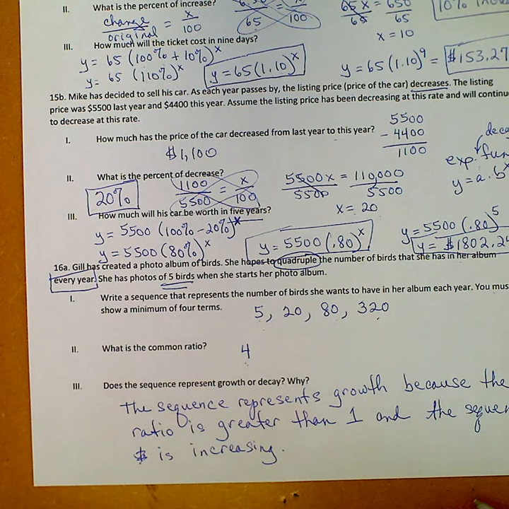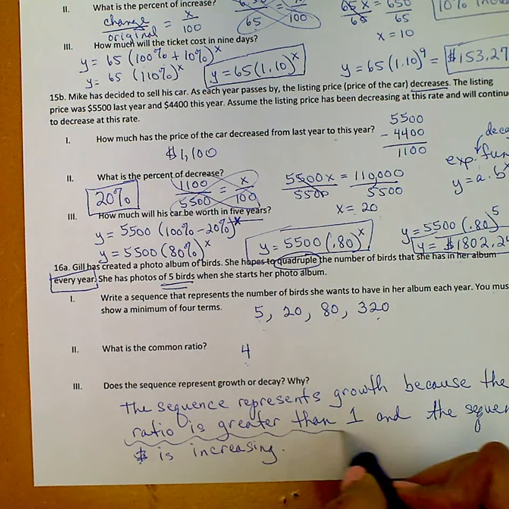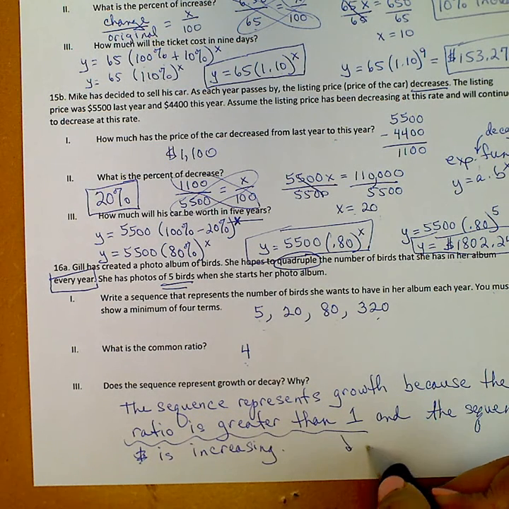Okay, I could have also said, instead of saying the ratio is greater than 1, this part right here, I could have said the b is greater than 1, because remember in the formula, the ratio is the b. Okay, all right, so that's the end of that page.